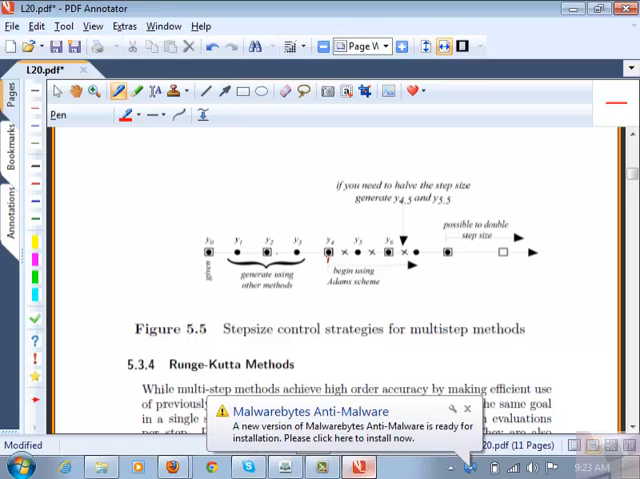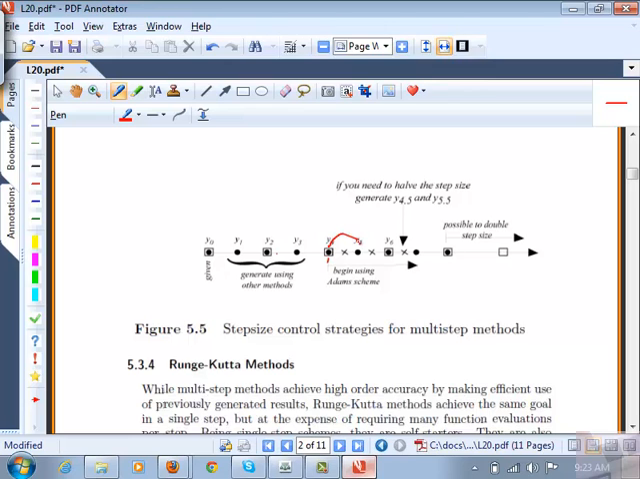Now, can I increase the step size from here to here? I would have difficulty because if I increase the step size in going from here to here, I need to find 3 values in the past, right, with the step size of 2h, and I don't have them. Okay? So you need to delay when you can increase your step size. So it is possible to double the step size only from this point on for that particular algorithm. Okay? Halving the step size you can do anytime.